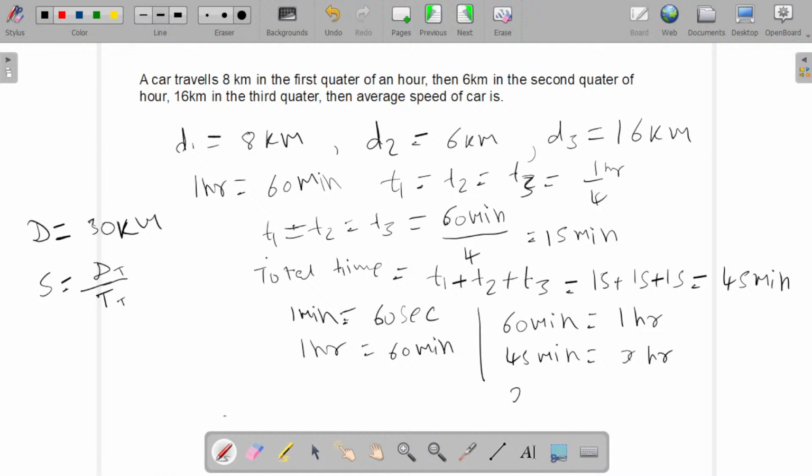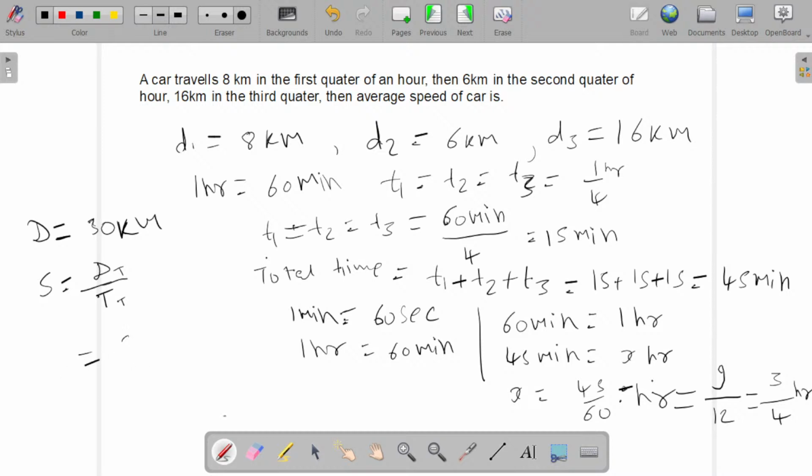So simply X equals 45 by 60 hours. If we further simplify it, 5 nines are 45, 5 twelves are 60. And we can further simplify it: 3 threes are 9, 3 fours are 12. So it's simplified to 3 by 4 hours.